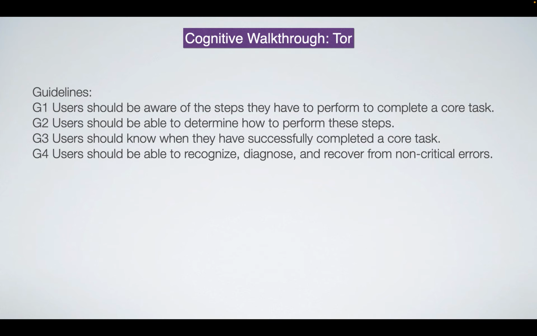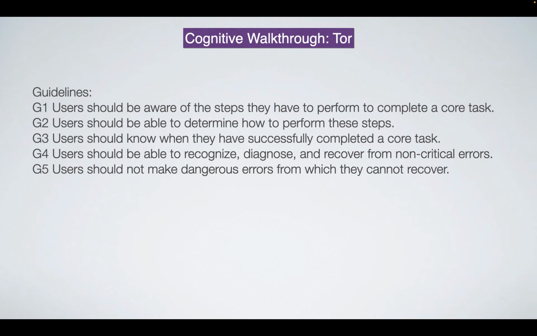I should make mistakes, okay? And we're going to break mistakes into 2 types. There's a mistake that I can recover from. So G4 is users should be able to recognize and diagnose and recover from non-critical errors. And G5 will be I shouldn't make errors that I can't recover from. A dangerous error is what we call it. And so we'll just split them out.